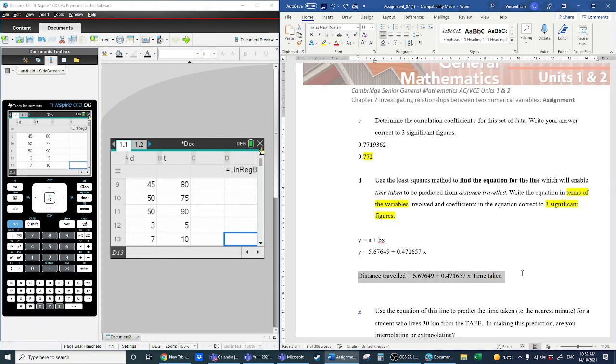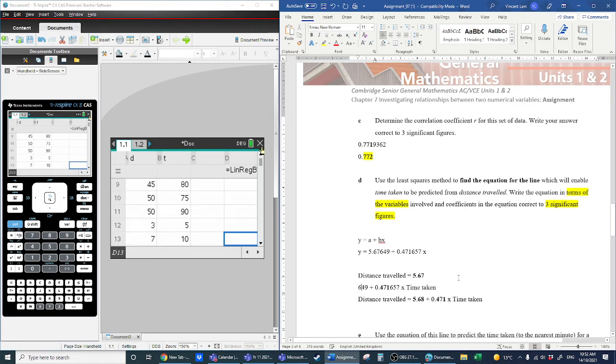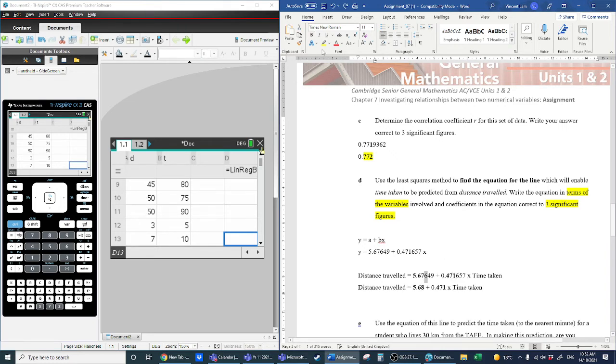However, we need to do the rounding. So that means this 7, we don't need those numbers. Okay, they're the 3 that we want. However, this 7 goes up to an 8 because of this 6. Cool. And this 1 goes up to a 2 because of this 6 here. Okay, those 2 numbers there, round it up. And that's your final answer there.